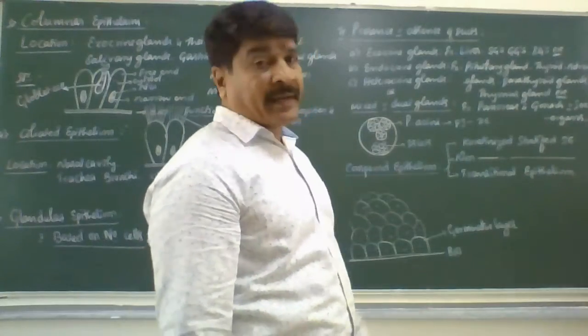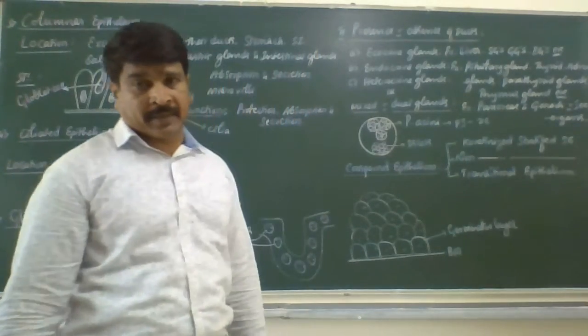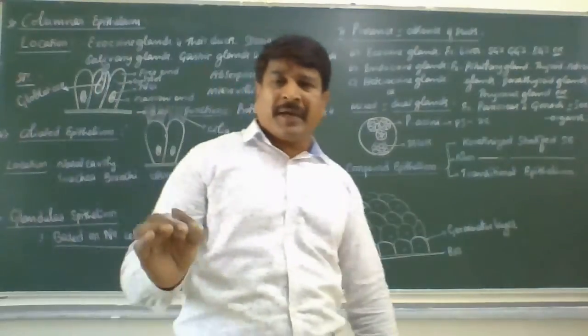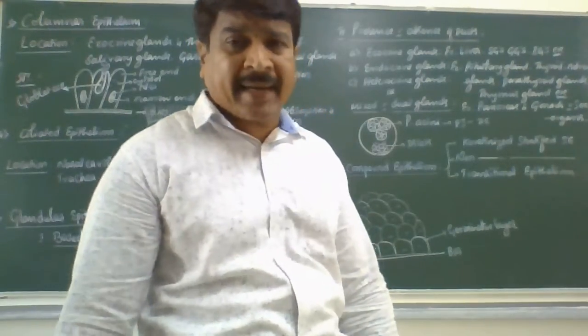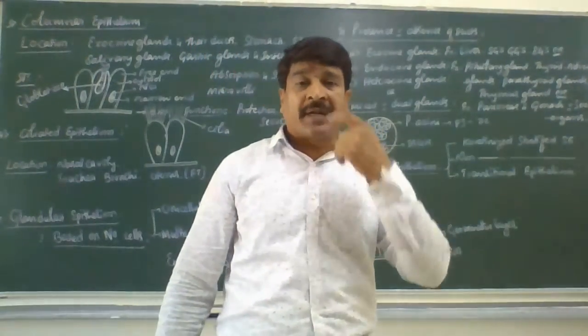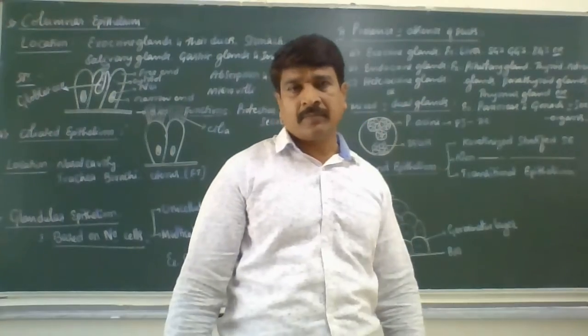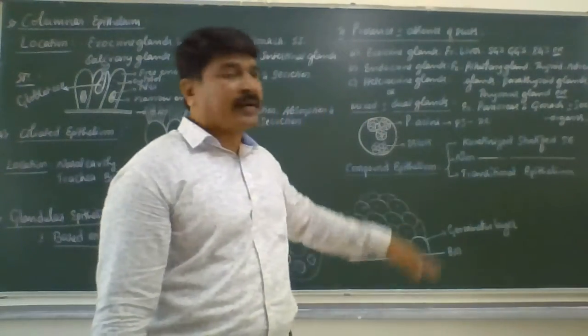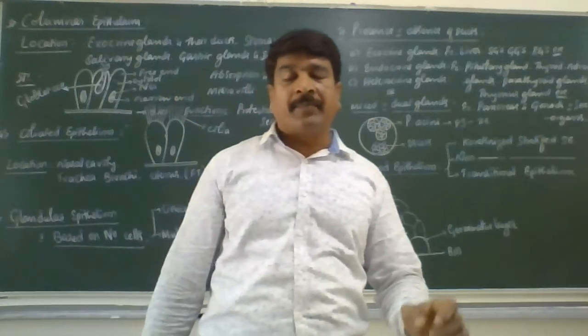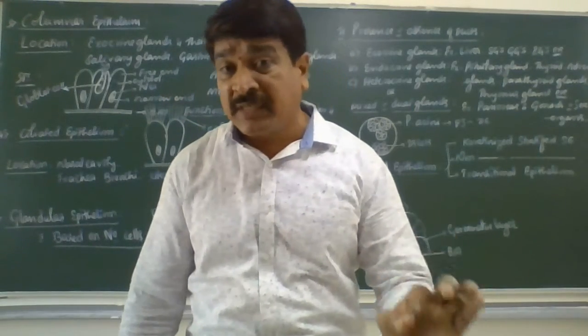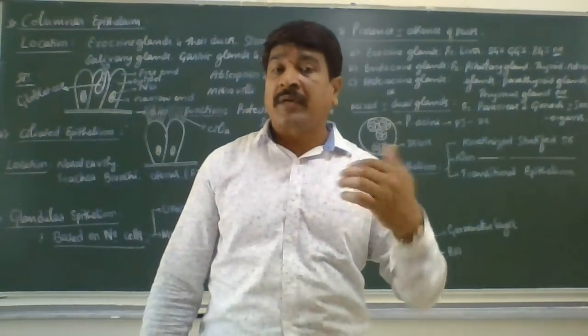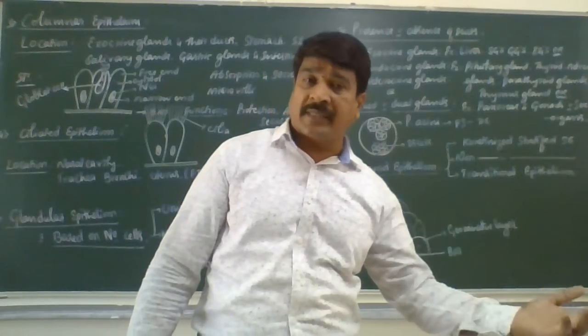Next, non-keratinized stratified squamous epithelium. It is found in moist regions of the body. I can take the example of mouth, tongue, esophagus, and vagina. I think you are getting it. Non-keratinized stratified squamous epithelium is present in the moist regions of the body: mouth, tongue, esophagus, and vagina.